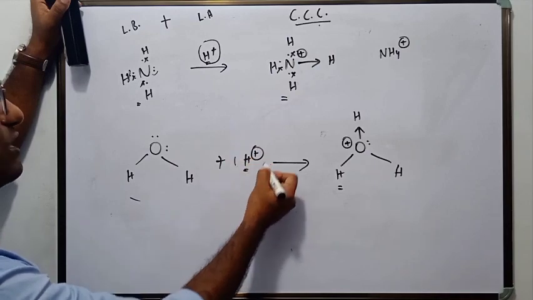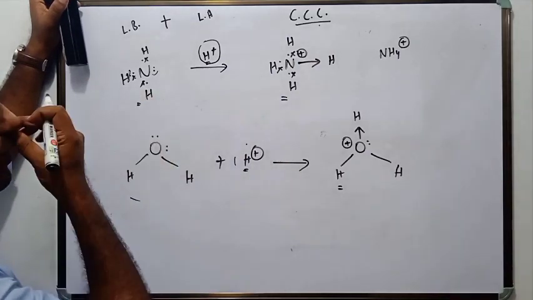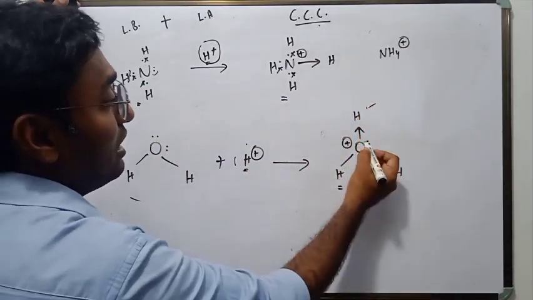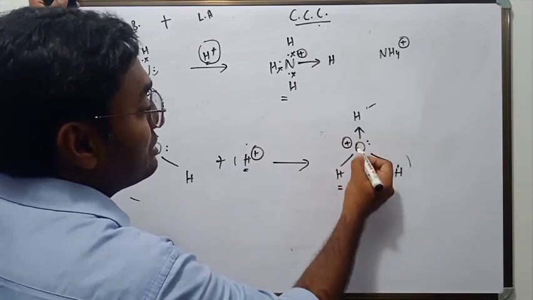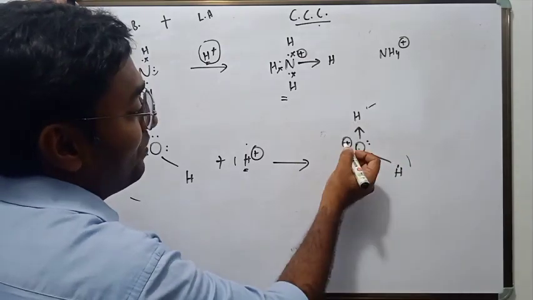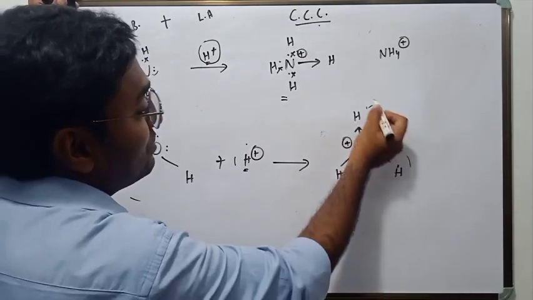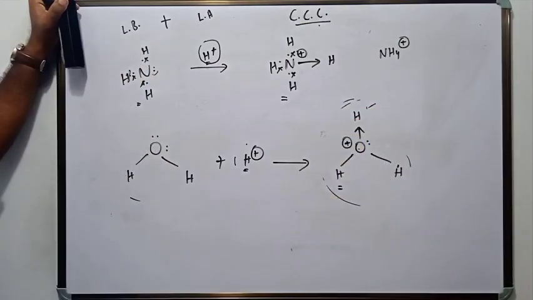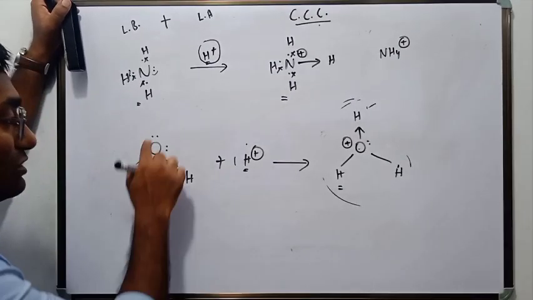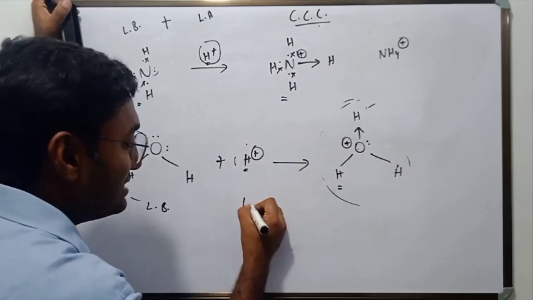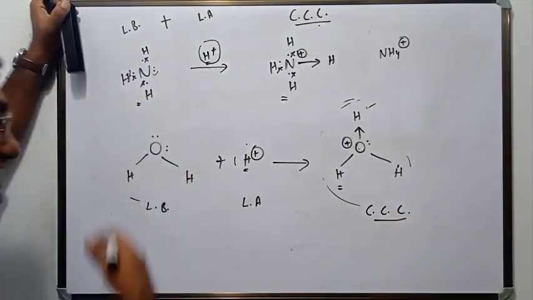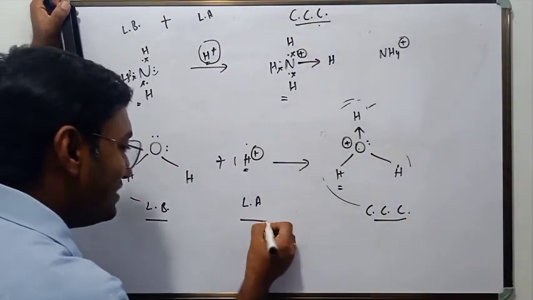H+, what would it do? It would go and take the lone pair of oxygen. In that way only H can become stable. It can attain duplet configuration. Of course, it won't affect the octet configuration of oxygen. So there is no problem for oxygen if it donates a pair of electrons, but this oxygen would become positive in charge. So this is also an example of a coordinate covalent compound. Here this acts as a Lewis base because it donates a pair of electrons, and this acts as a Lewis acid, and this is the coordinate covalent compound. So the coordinate covalent compound is a result of reaction between a Lewis base and a Lewis acid.